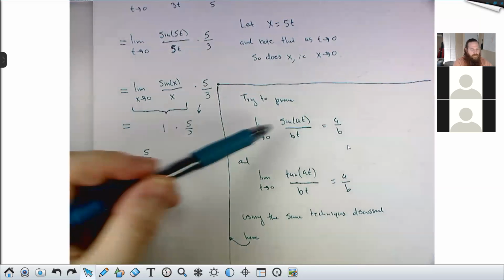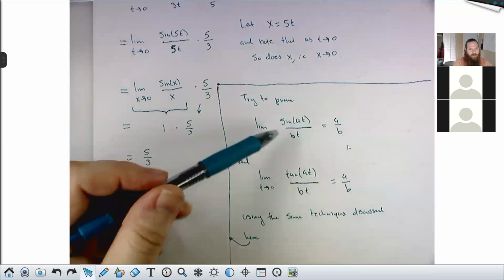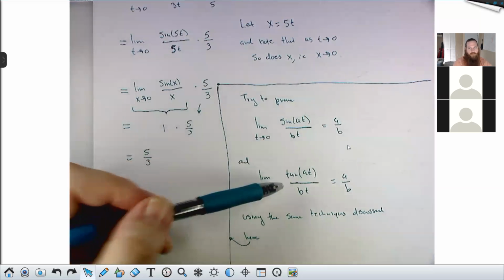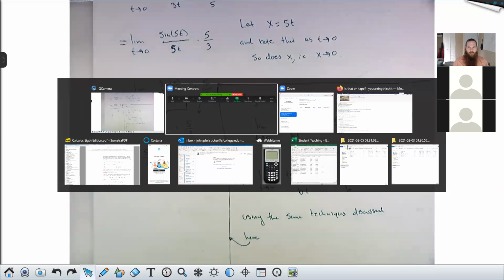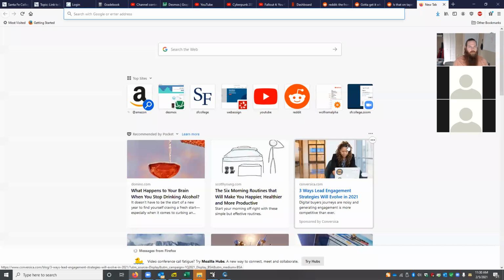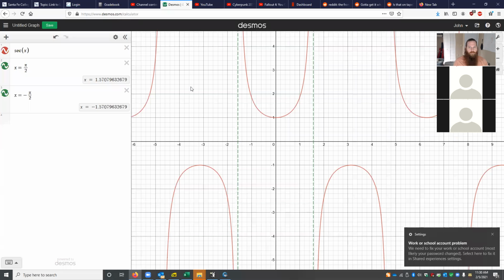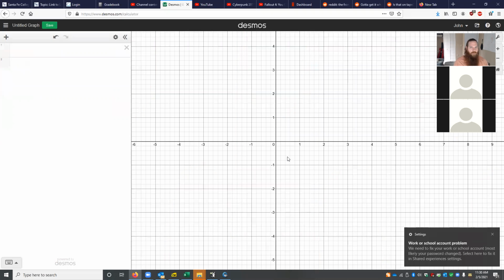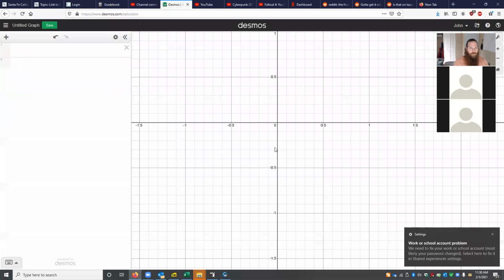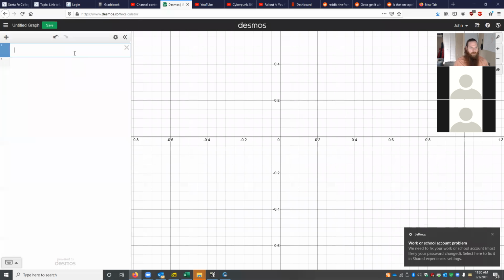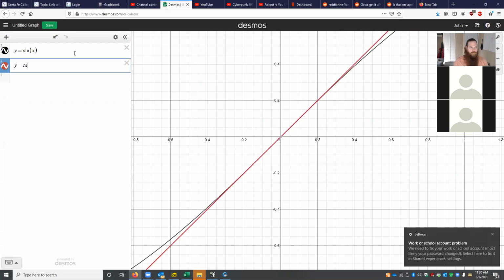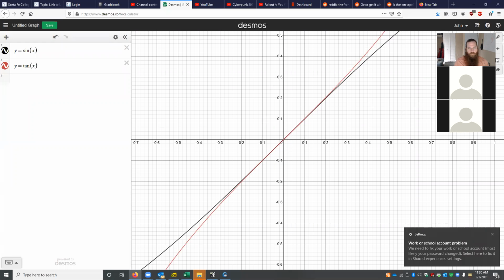So what works here for the sine works here for tangent as well. Sine and tangent near 0 are actually very similar to each other. That's kind of what this is showing. If you look near 0, sine and tangent actually behave the same. I zoom way in. Right? They look so similar. And the closer you are to 0, the more similar they are.